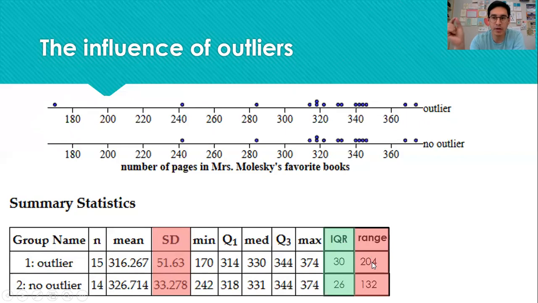Okay. The range, well, this one probably makes more sense. The range is just based on the minimum and the maximum, right? So the farther apart you move the minimum and the maximum, the greater the range will be. Okay. So when you have an outlier, that means that there's a very big distance between the min and max.